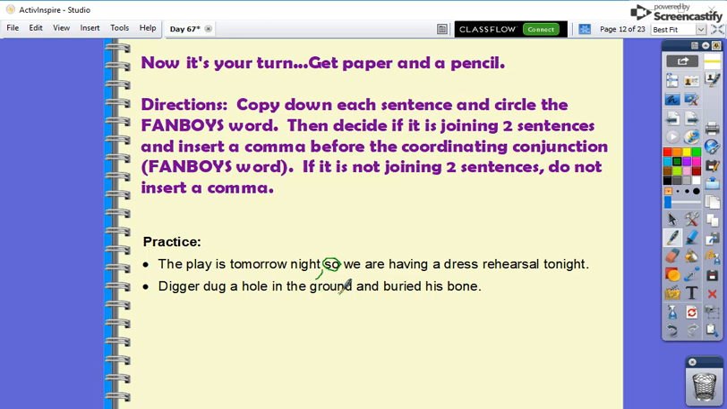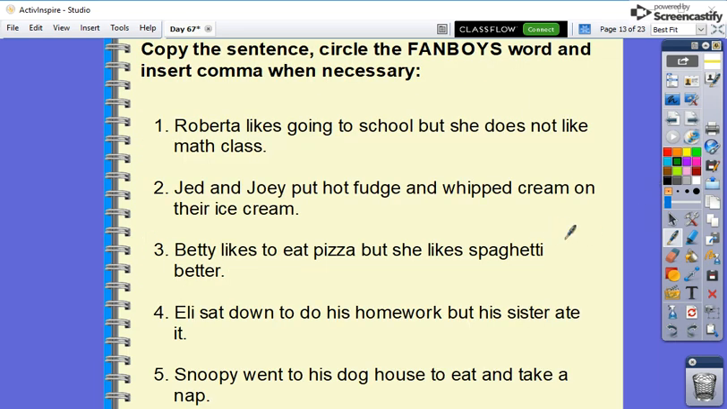Digger dug a hole in the ground and buried his bone. This has a fanboys word, but buried his bone is not a complete sentence, so therefore no comma is needed. Stop the video now, copy each of the sentences down, circle the fanboys word, and insert a comma when necessary. When you are finished, continue the video.